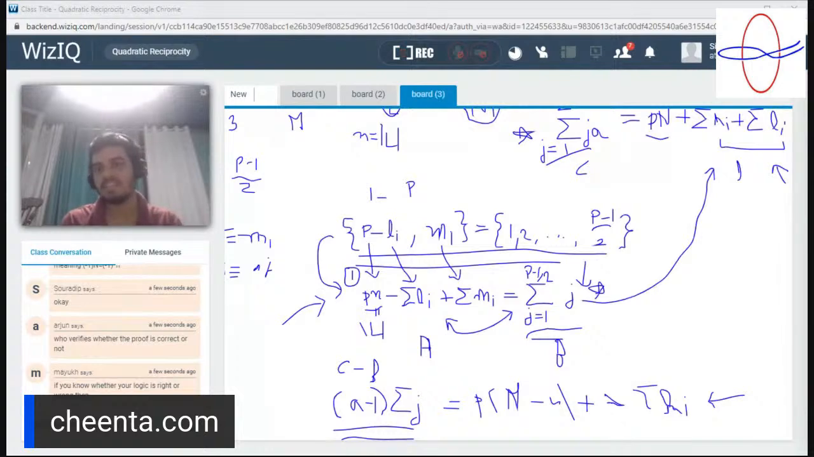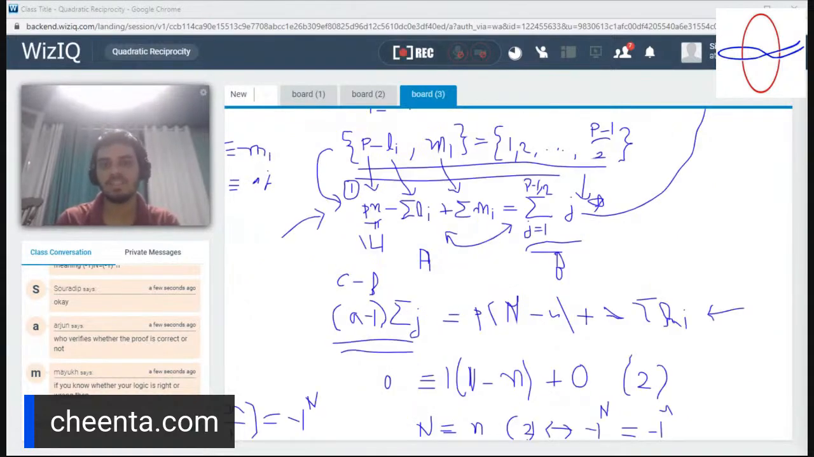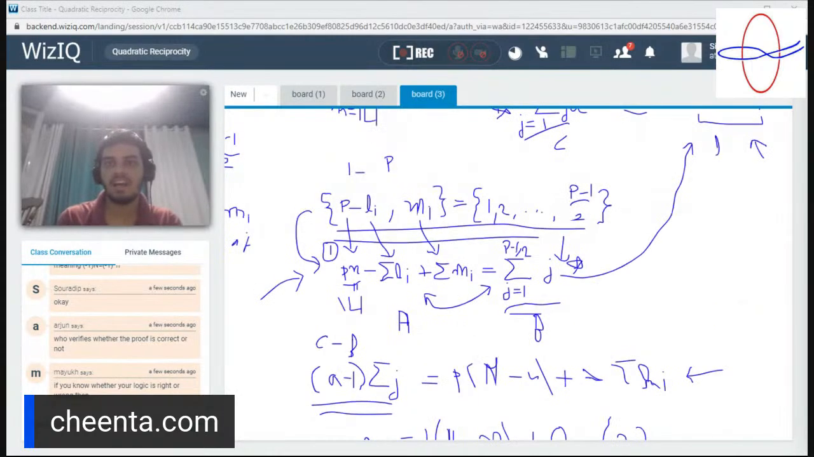We take this and we take the original equation that we got and subtract it from this to get this equation, which is just, we take a common here, and (a minus 1) times summation of j is equal to b times (capital N minus small n) plus 2 times summation of Li.